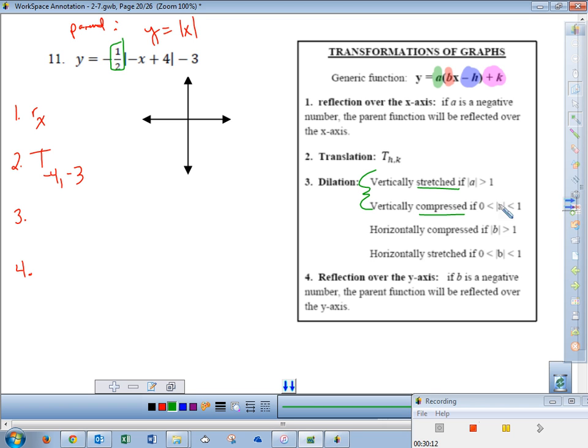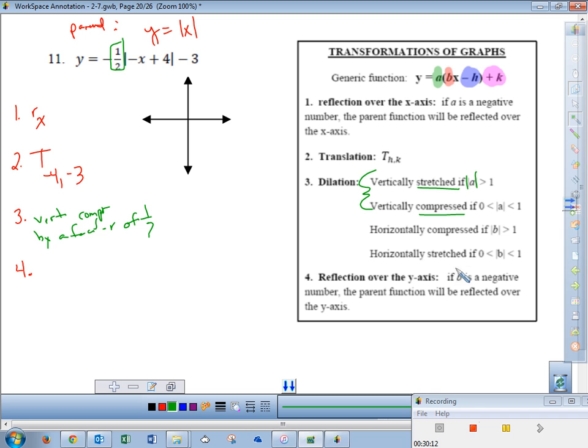What does the negative have to do with? Step 1, right? That's all the negative part has to do with. And absolute value. Think of the absolute value of negative 1/2. Is that 1/2 bigger than 1? No. Is 1/2 between 0 and 1? Yes. So we got vertically what? Compressed by a factor of 1/2.